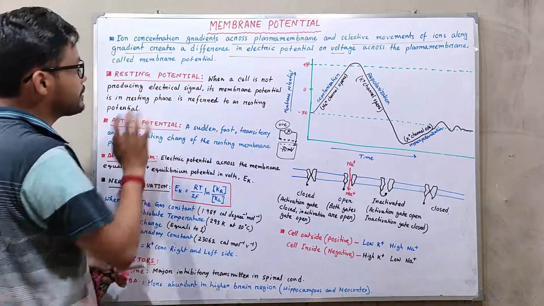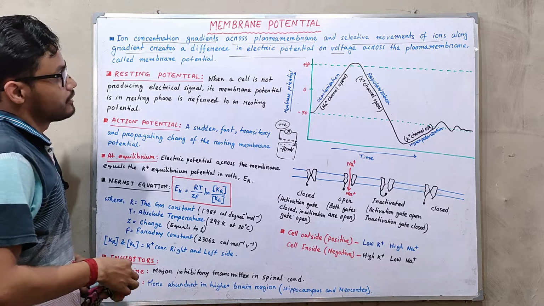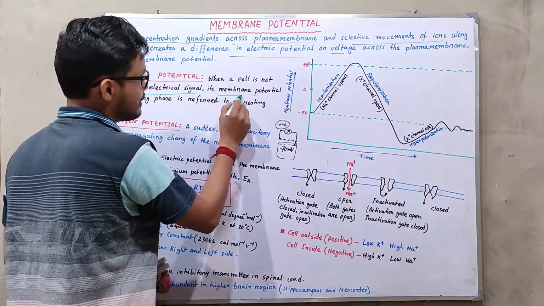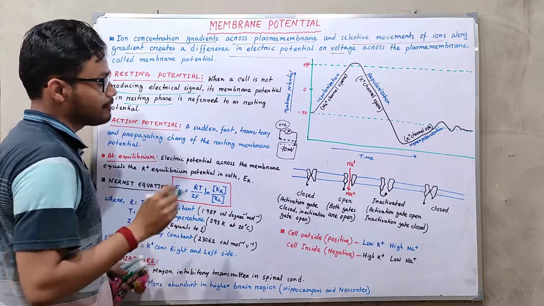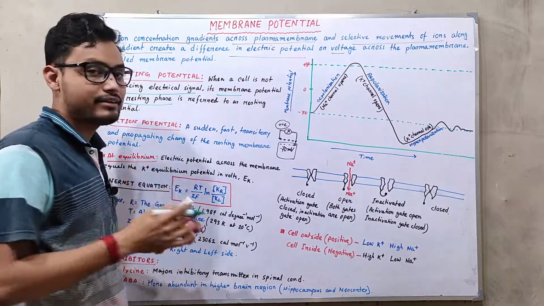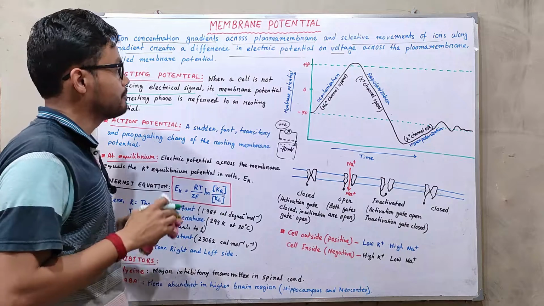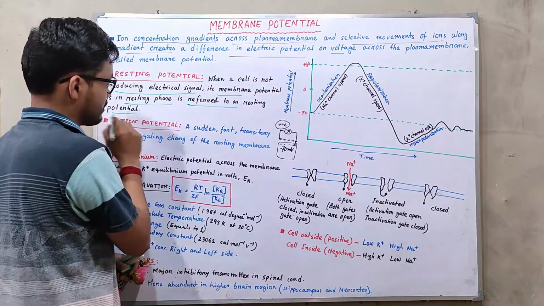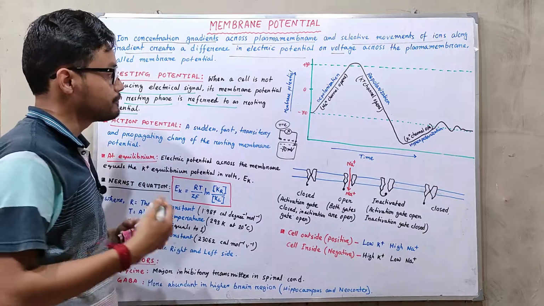So what is resting membrane potential? Whenever a cell is not producing any electrical signal, its membrane potential is in the resting phase. That means there is no change in the membrane potential, so that is why it is known as resting membrane potential. There is no change of voltage.